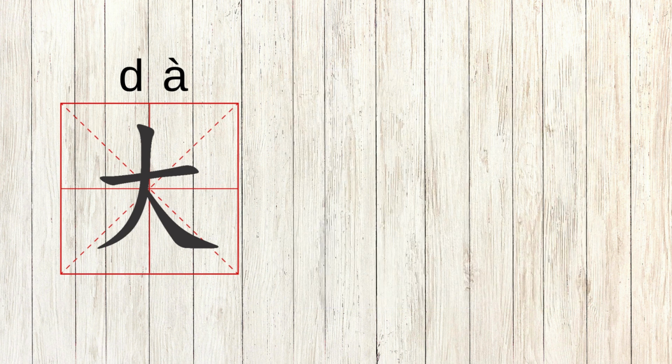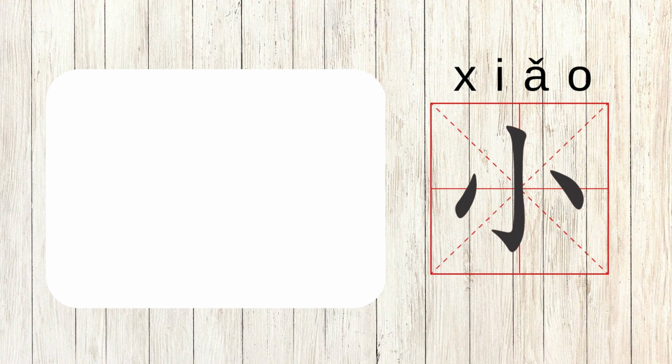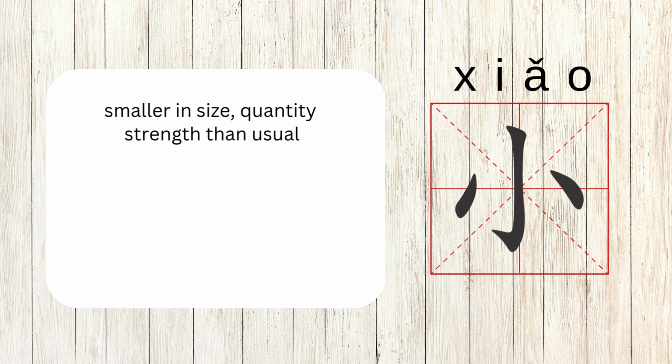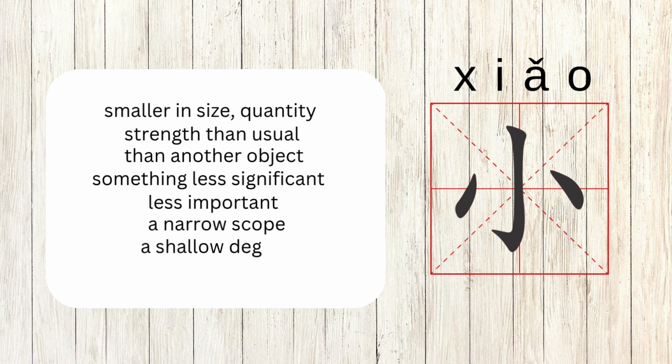The meaning of the character 小 is exactly the opposite of dà. It's used to describe something that is smaller in size, quantity, or strength than usual or than another object. It can also be used to describe something less significant or less important. Sometimes it also describes a narrow scope, a shallow degree, or something unimportant in nature.